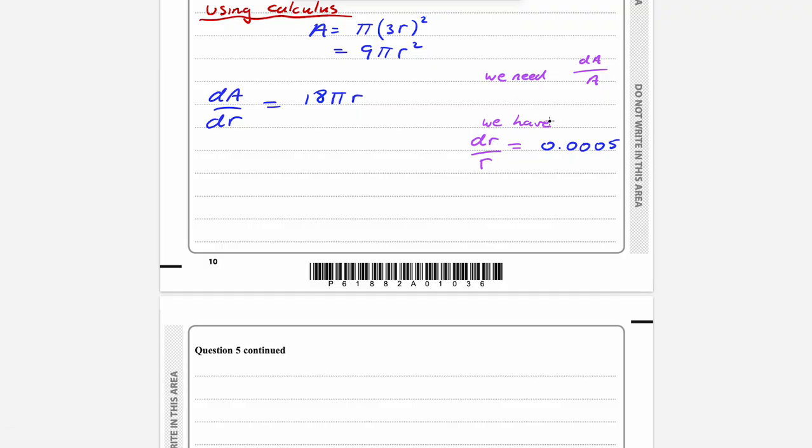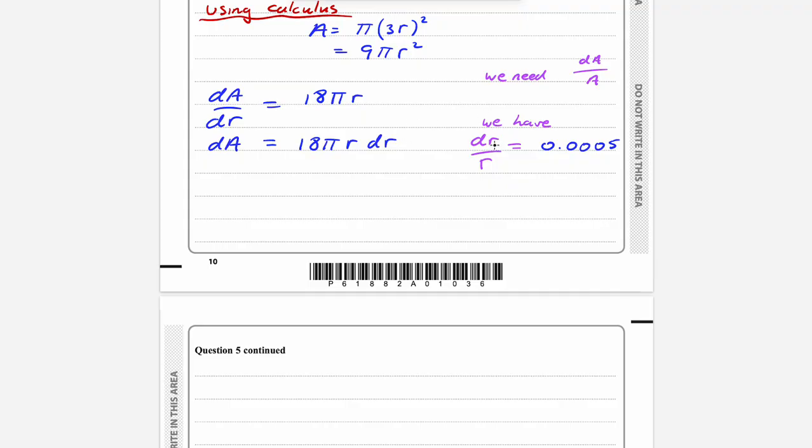Okay, now let's go back to this. We need dA over A. So what we can do is multiply across here, if you like, by dr. Now this is why I say it's a bit outside what's expected, guys. But this is how it works. We can multiply across by this change in r. So dA is equal to 18 pi r dr.